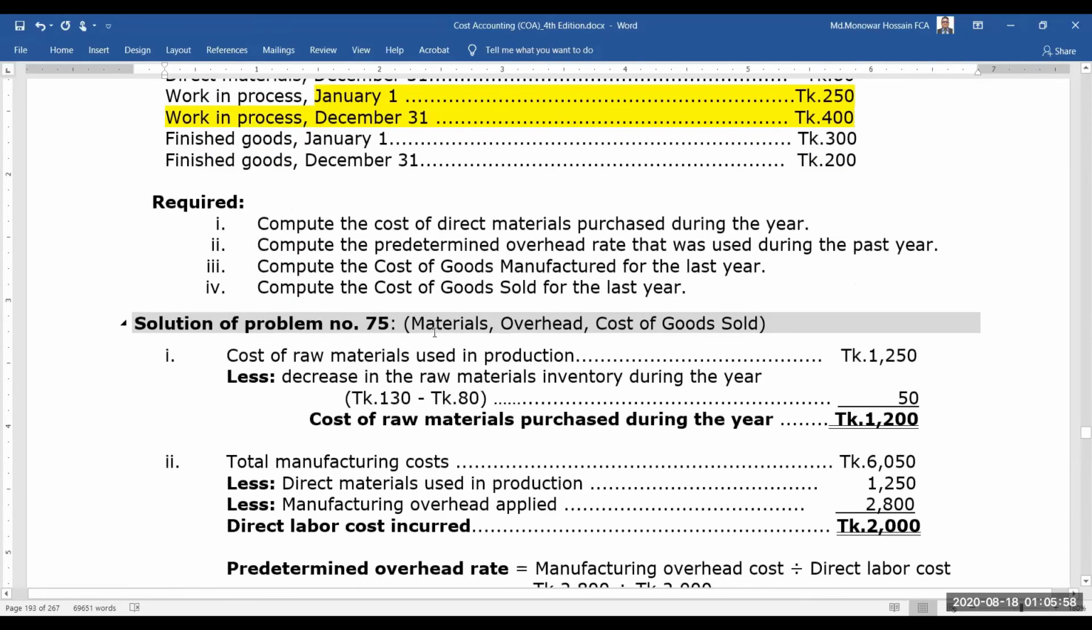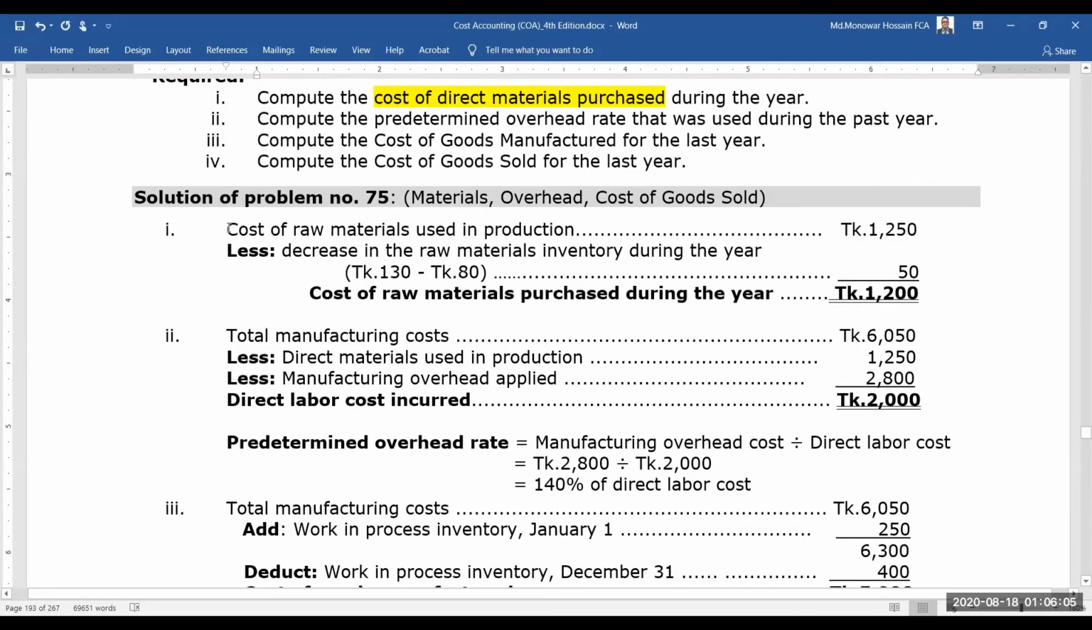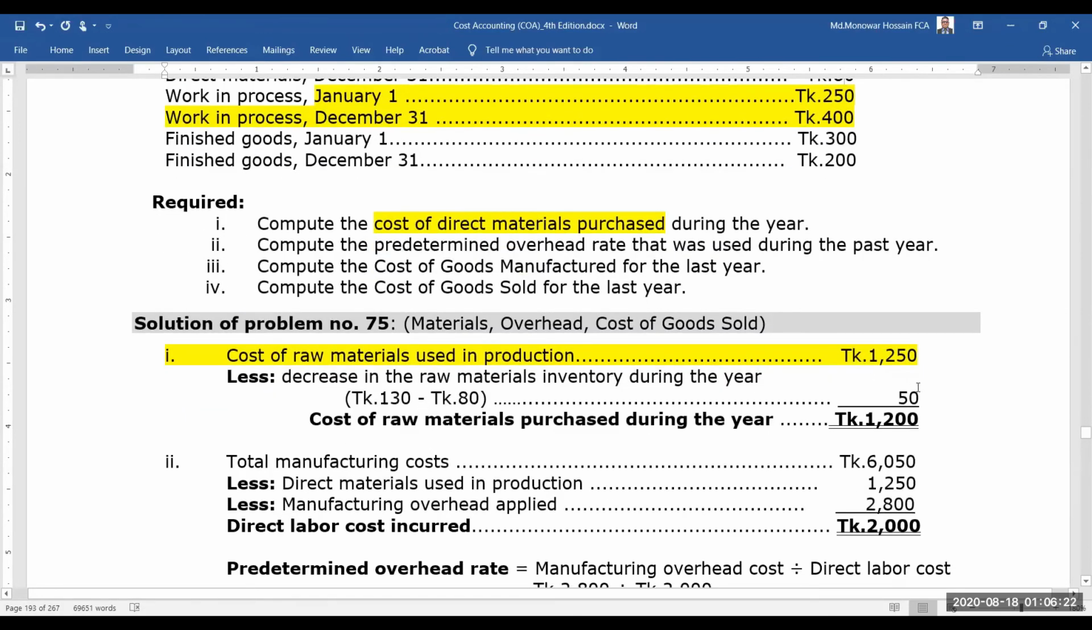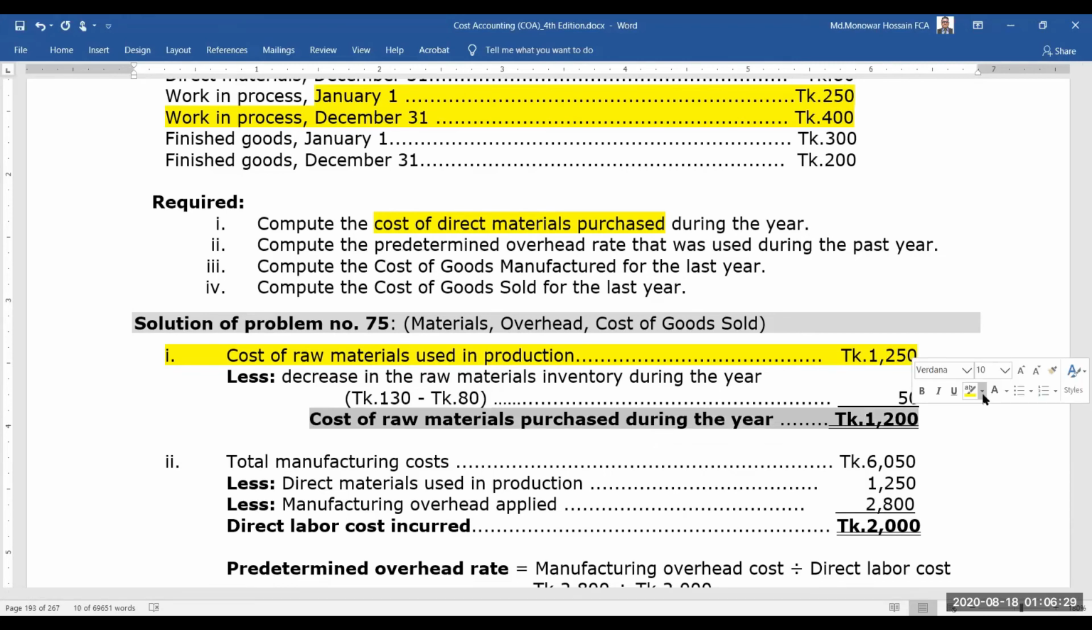So compute the cost of direct material purchased during the year. So direct material purchased during the year, we have to calculate it. So cost of raw material used in production as per the question 1,250, less the decrease in raw material inventory during the period. Look here, 130 and December 80. So the difference is 50. So cost of raw material purchased during the year 1,200. Clear to you? Okay.